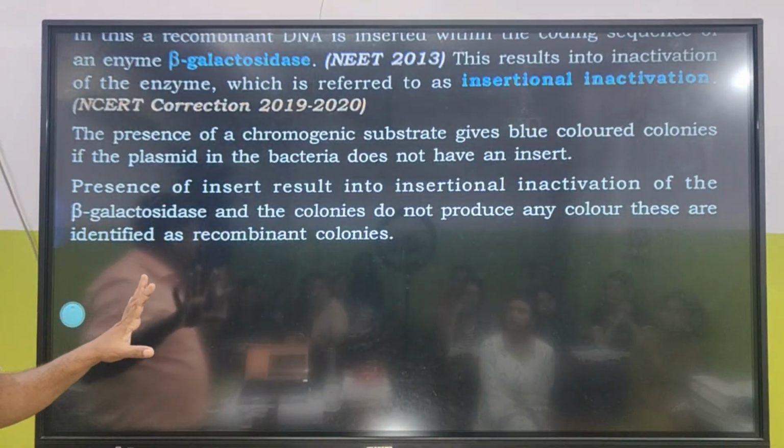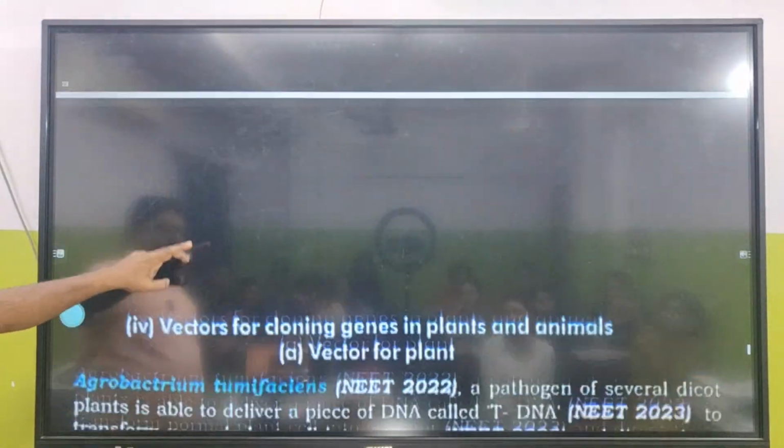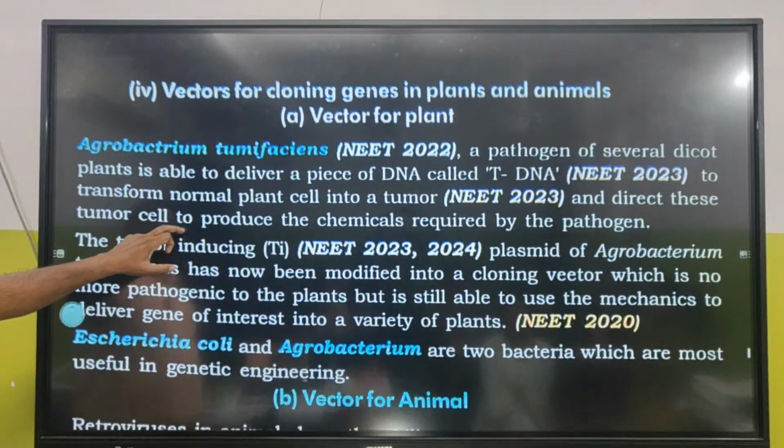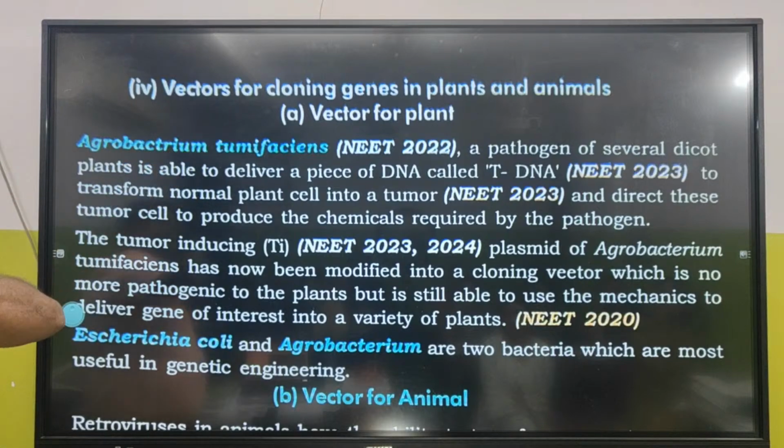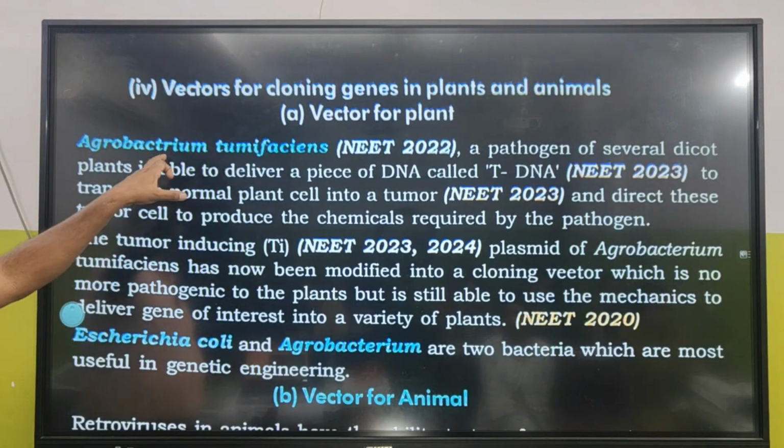Any issues with pBR322? Come on. Very good. Vectors for cloning genes in plants. In case of plants, what is the vector you are going to use? Come on.